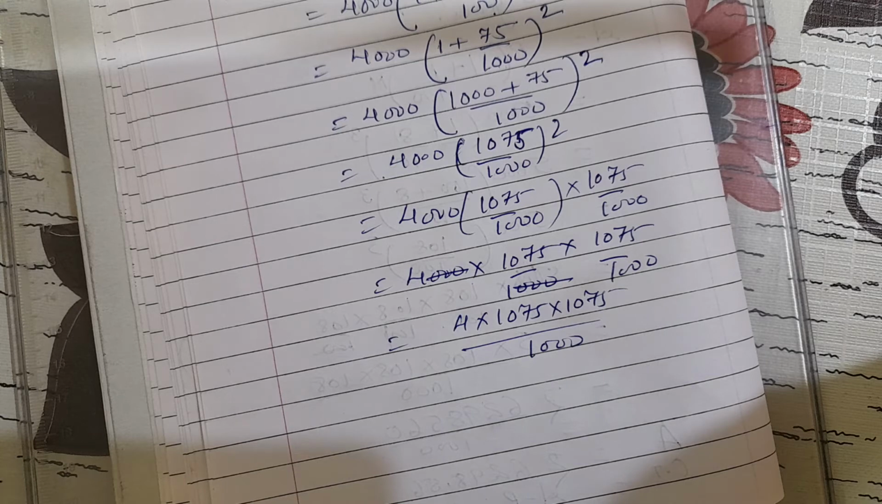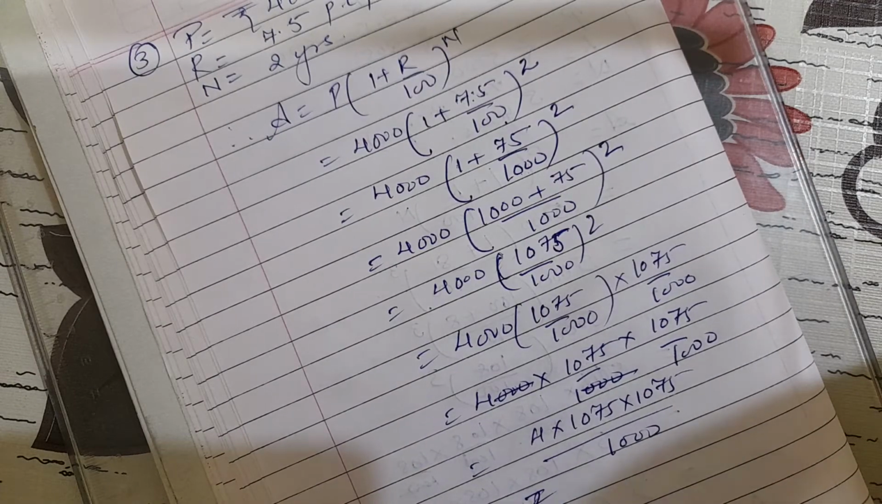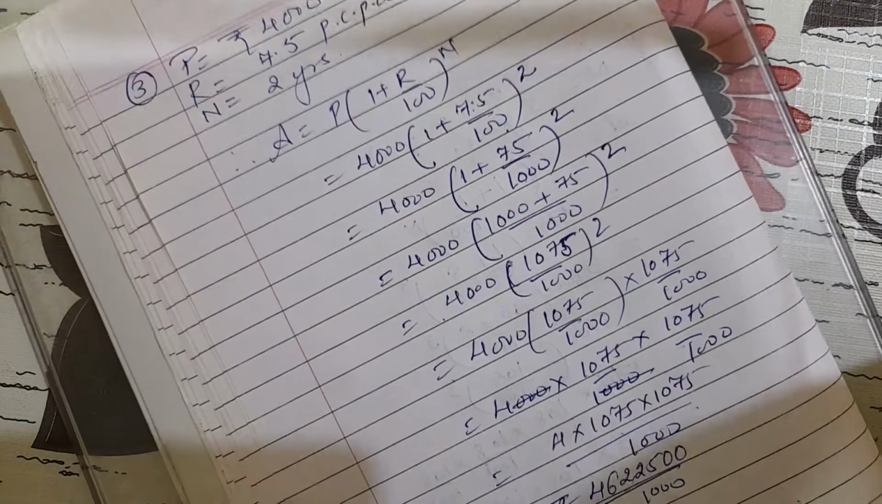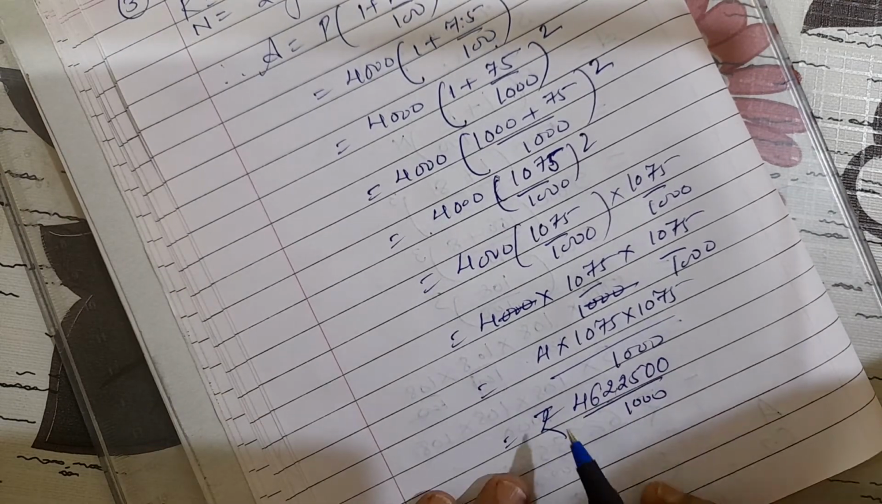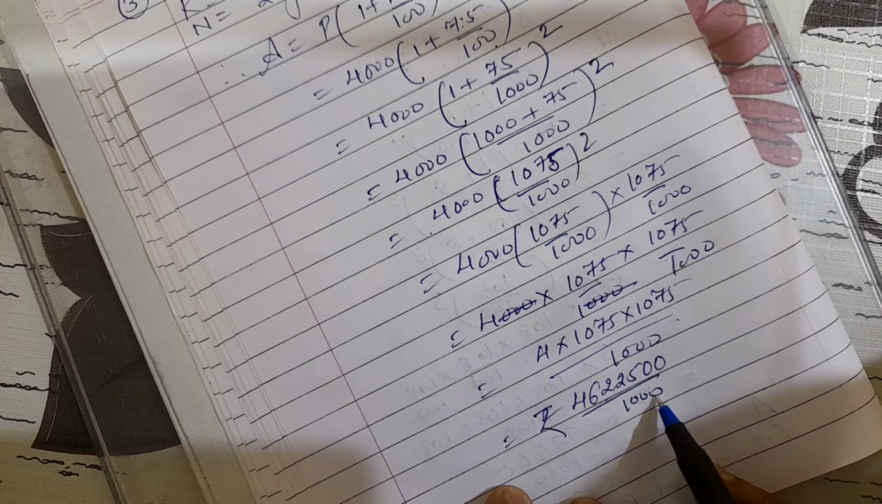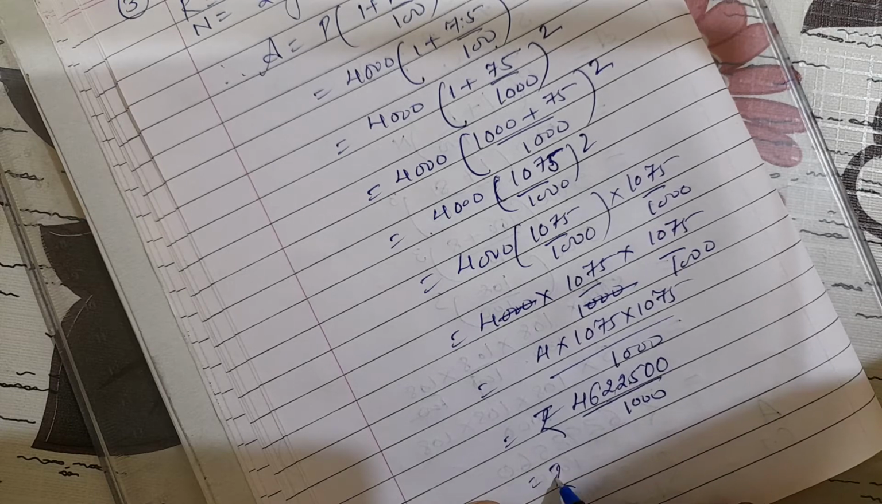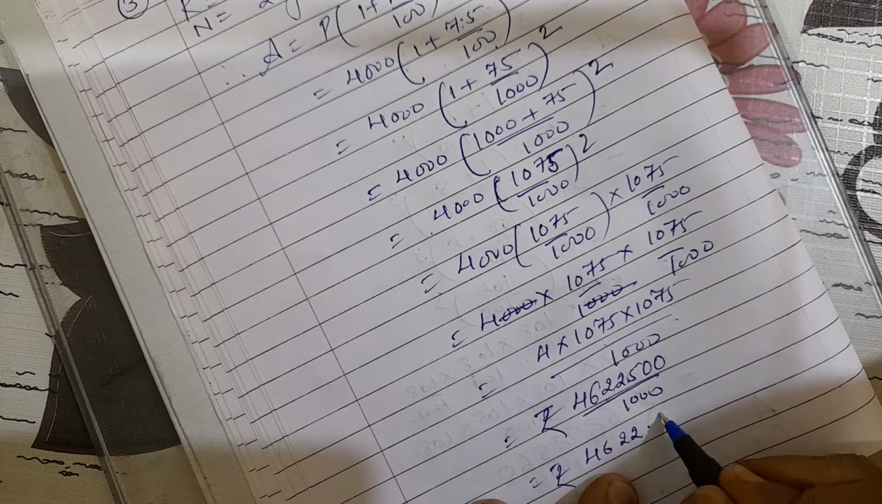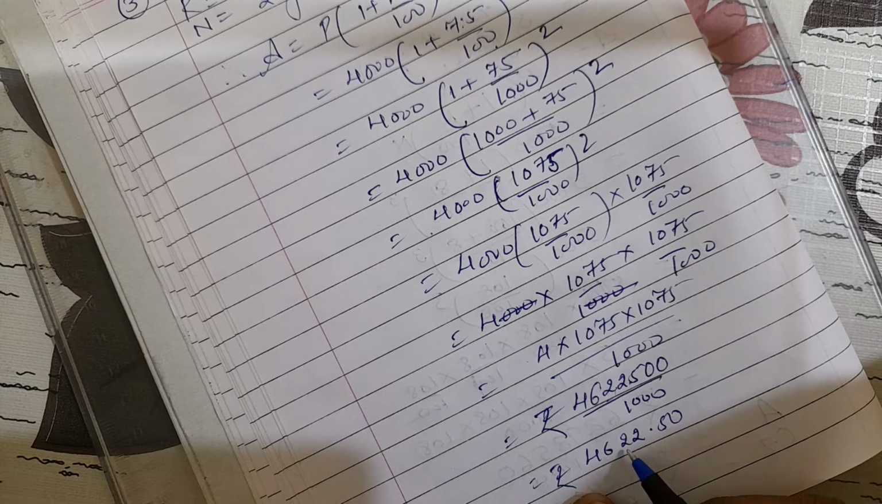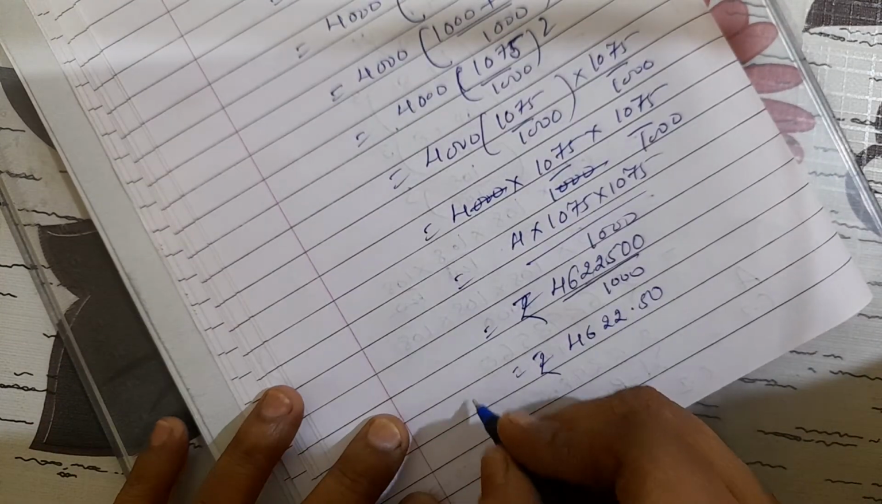If you multiply all these, children, you will get 46222500 upon 1000. Now after 1 2 3, you will count 1 2 3, so your decimal point will come here. That means this is rupees 4622.50. Now this is your amount, children.